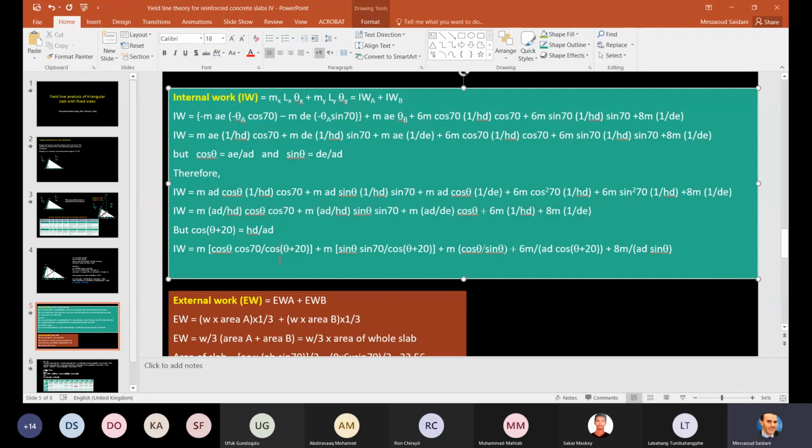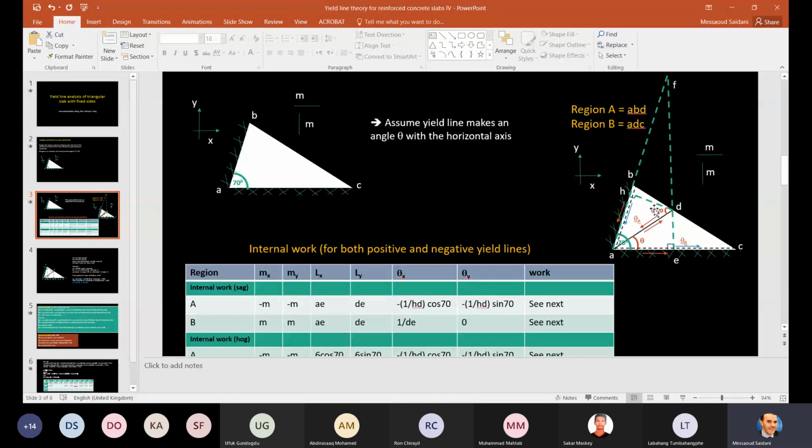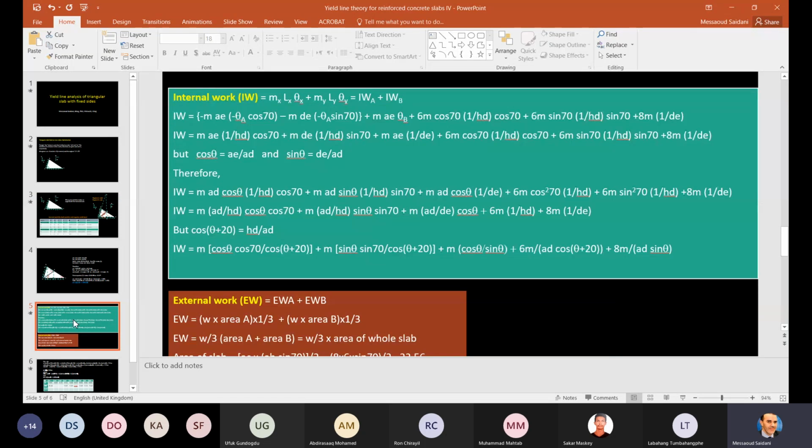Then we use cos of theta plus 20 is HD over AD, which is this angle here. And we did explain last week why this is theta plus 20. So cos of this angle is the adjacent HD over the hypotenuse, which is AD. So cos theta plus 20 is HD over AD. All you need to do is do it slowly. Don't rush it. Do it very slowly, and you will not be mistaken.